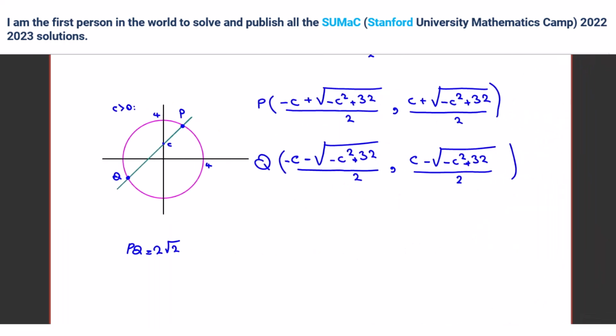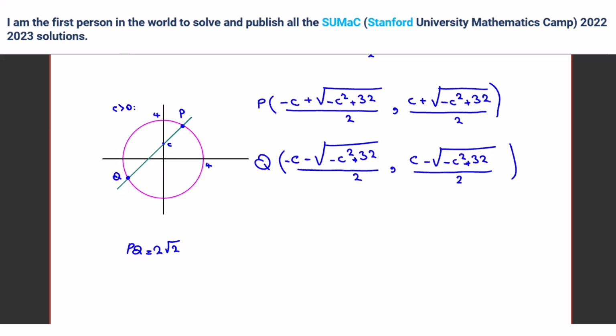That is x2 minus x1 squared plus y2 minus y1 squared, then the square root of all of that equals 2 root 2. Exactly. Use that to find c. C equals 28. C is equal to 28.